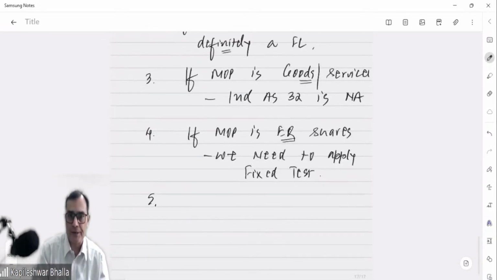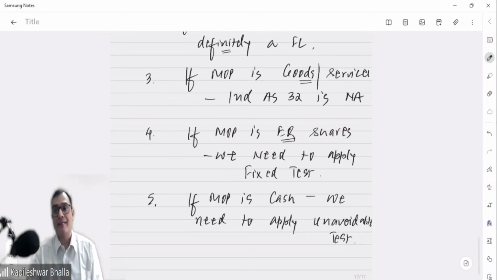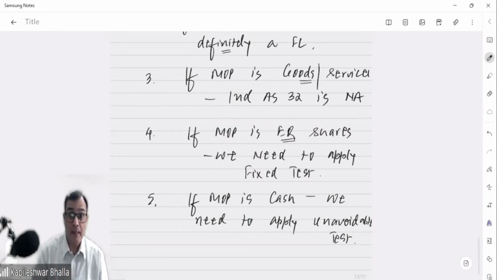And let's consider, if mode of payment is cash, we need to apply the unavoidable test. Now, this is not a term which is used in the standard, but based on our understanding, we're just trying to get the inputs. That if the mode of payment is cash, we need to apply the unavoidable test.